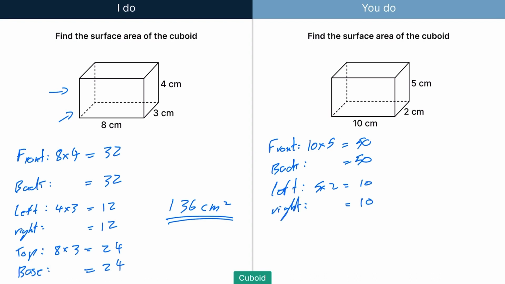And then we have the top and base. So the top is going to be 10 times 2, which is 20, and the base is also going to be 20 because those are both the same. So that would be 50. So you'd add all of these together now, and you'd get an answer of 160 centimeters squared. That is the surface area here.